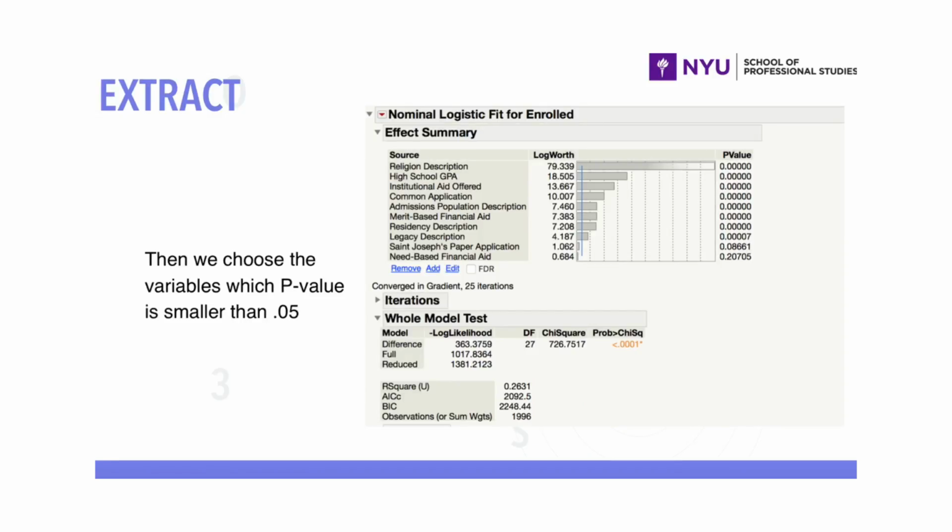So this is the fit model we did. From the graph above, we can see that the enrollment has relationship with institutional aid offer, religion description, high school GPA, residence description, merit-based financial aids, common application, admissions population description, legacy description. Using this model, we can predict whether a student will be enrolled or not when given completed data.